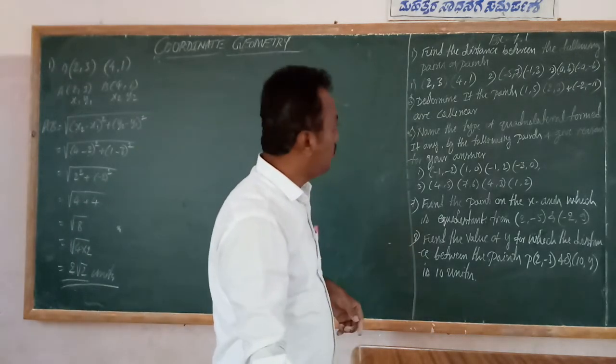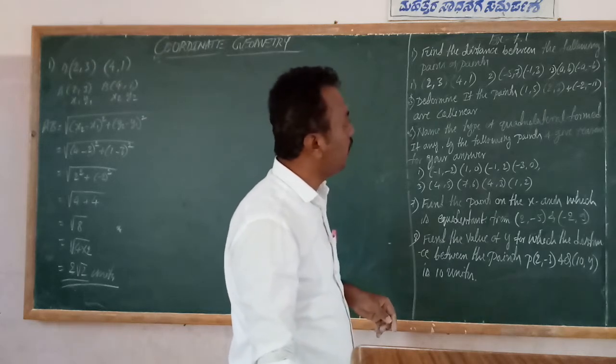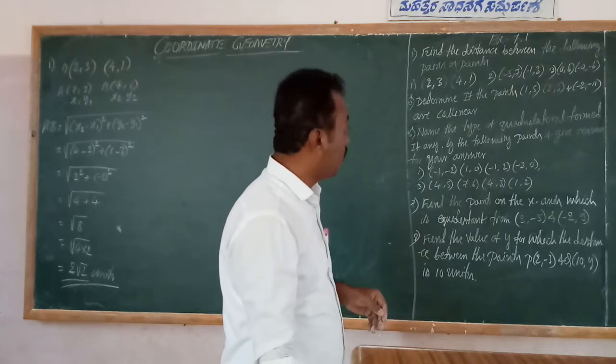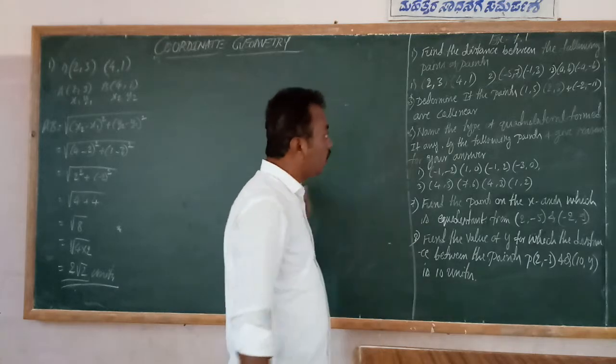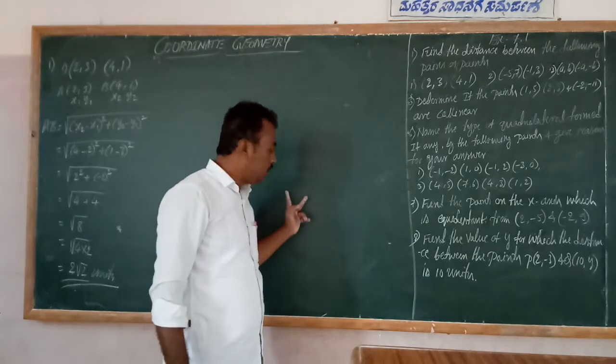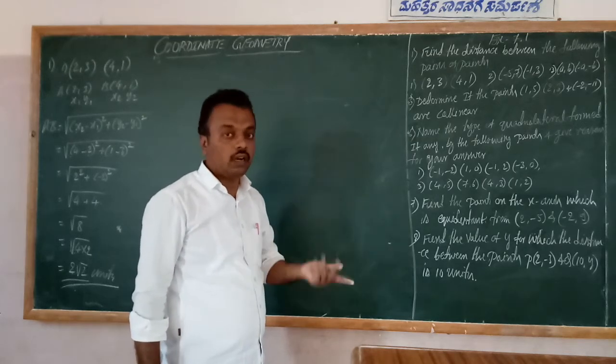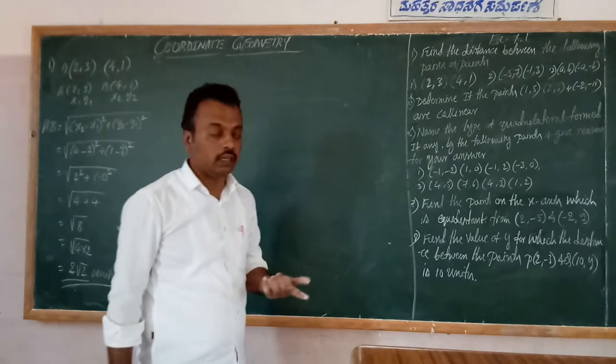Next I will go to question number 3. Determine if the points 1, 5, 2, 3 and minus 2, minus 11 are collinear. Now only I told that: the sum of any 2 distances should equal the third distance. If they are not equal, they are not collinear. If they are equal, it is collinear. Let us check it.